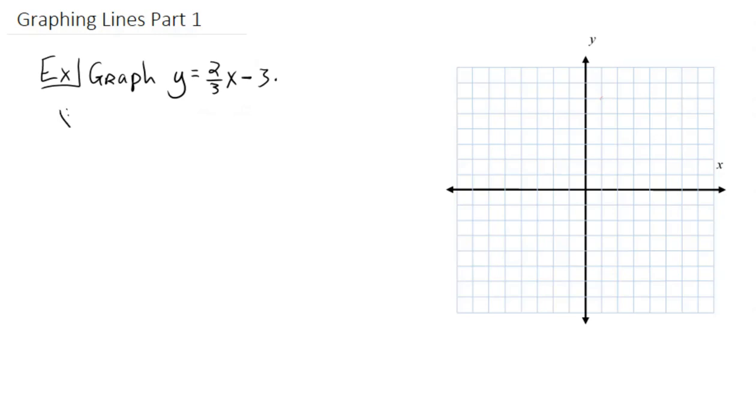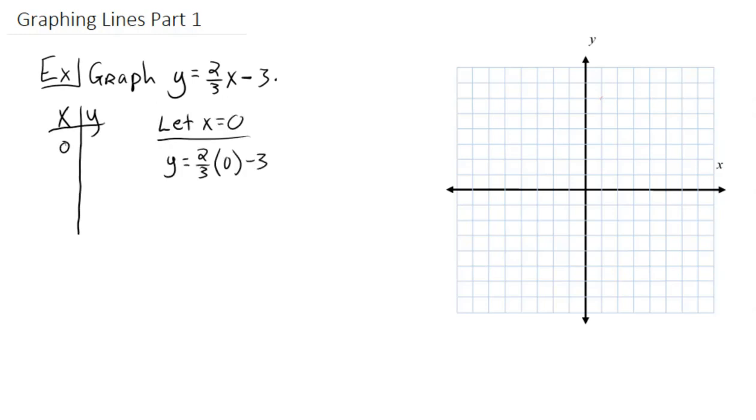I'll make my xy table. And I always like to use 0, so I'm going to start by plugging 0 in. So y equals 2/3 times 0 minus 3. Now 2/3 times 0 is just 0. That's why I like 0. It makes stuff disappear. So y equals -3. We can go ahead and plot that point. So this time we go down 3, and we get that point there.